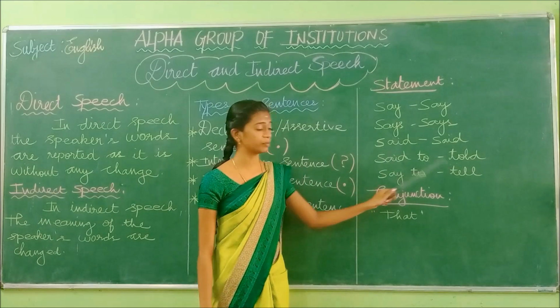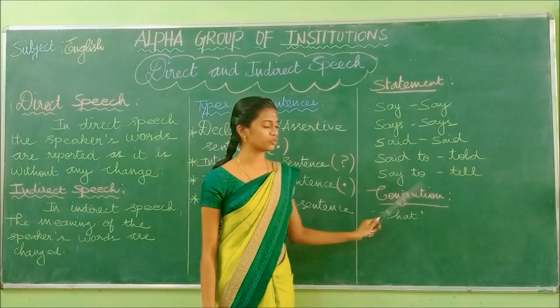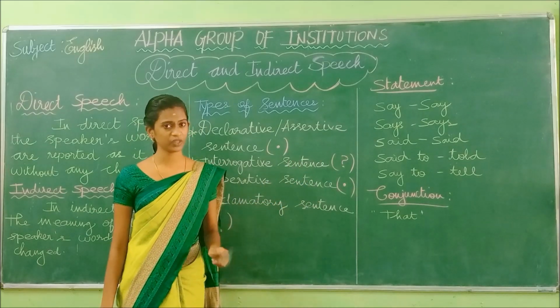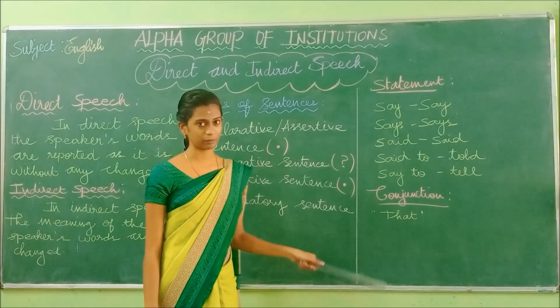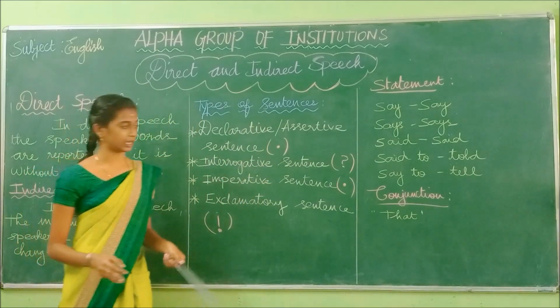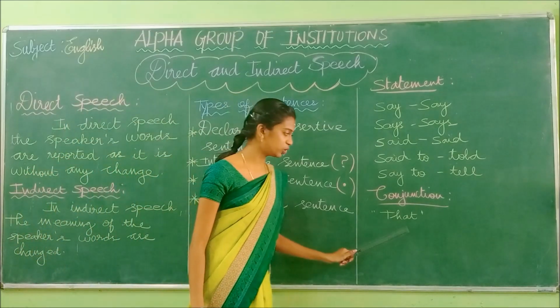Said to will be changed into told. Say to will be changed into tell. Have you understood how to change the reported verb? And for this type, the declarative, assertive or statement type, the conjunction we have to use is that.